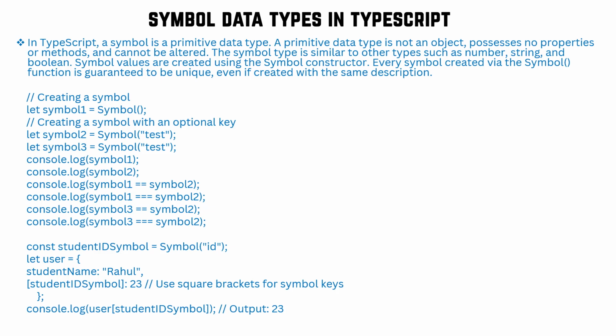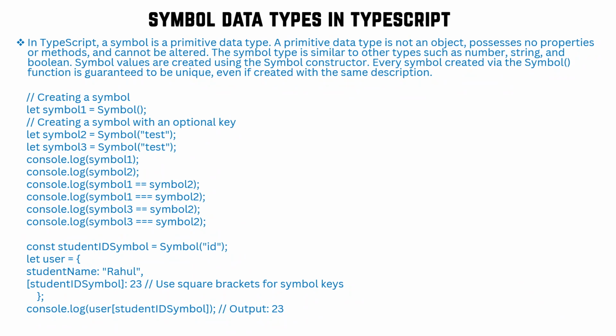Now the last data type to cover, which is an inbuilt data type in TypeScript, is called the symbol data type. It is very rarely used. In TypeScript, a symbol is one of the primitive data types. A primitive data type is not an object, possesses no properties or methods, and cannot be altered. Right? This is the main concept of a primitive data type. The symbol type is similar to other types such as number, string, or boolean.